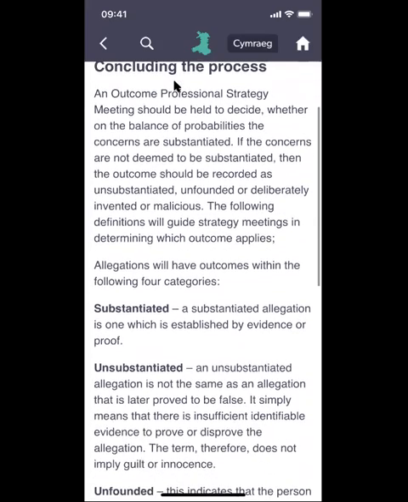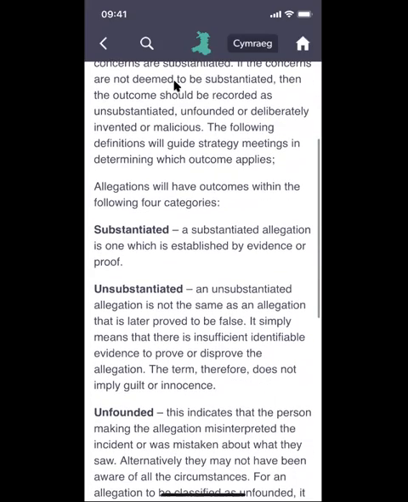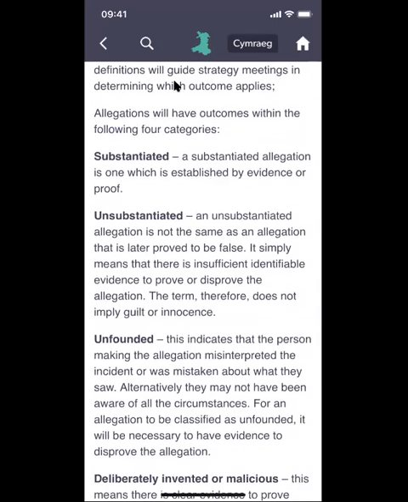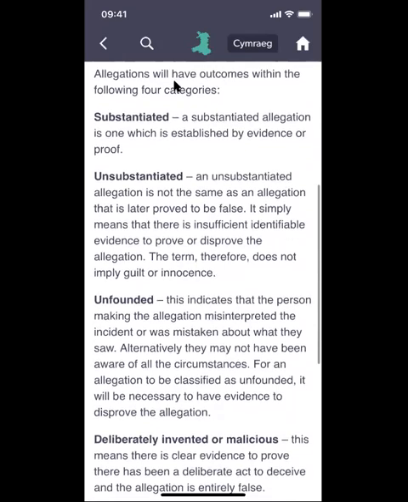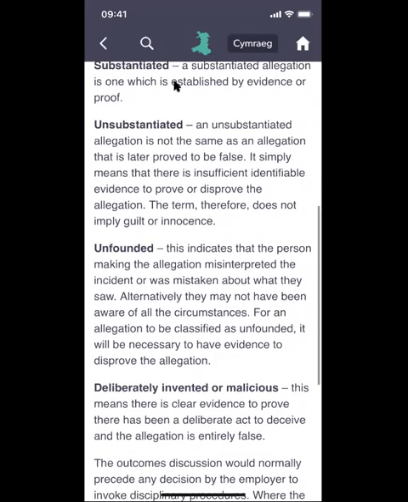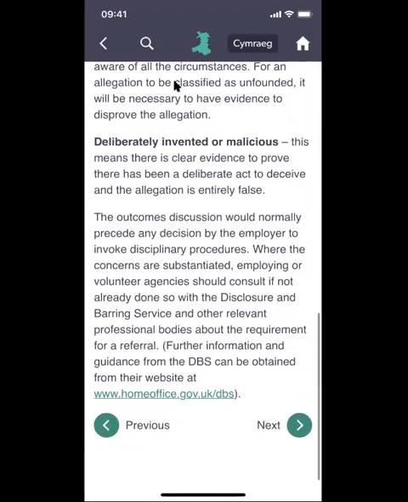It's required through the outcome professional strategy meeting that an outcome is reached, and there are 4 categories that can be selected in terms of reaching the outcome from the meeting, which include substantiated, unsubstantiated, unfounded, and deliberately invented or malicious.